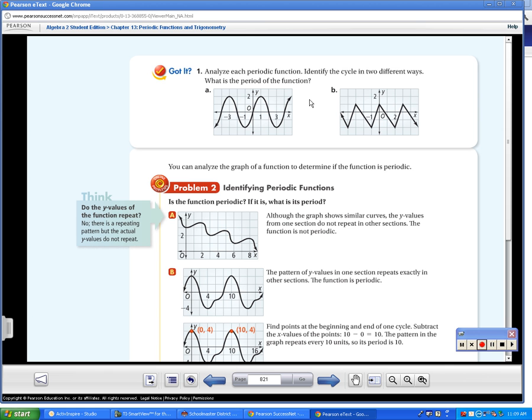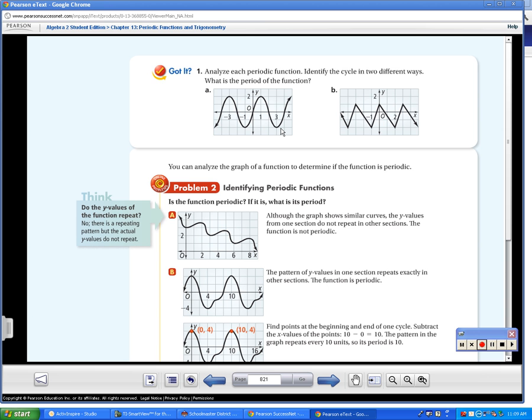You're going with 4, because if I take this high point right here, I have to count over 1, 2, 3, 4 to get to the next high point. You could do the bottom ones, and you'd get the same answer. 1, 2, 3, 4 over to that bottom one.